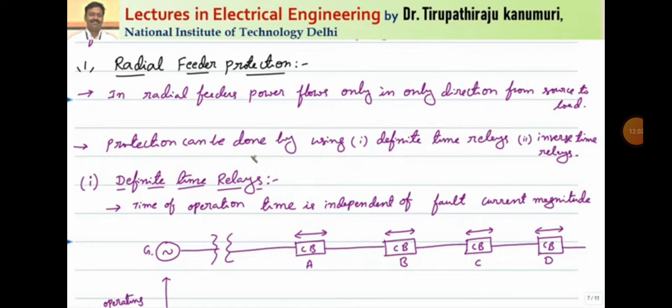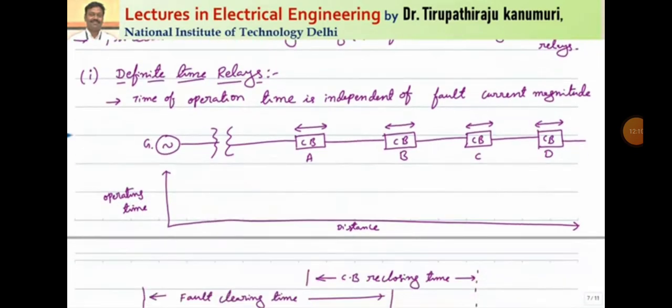So this protection can be done either using definite time relays or using inverse time relays. What are definite time relays and inverse time relays, we will see one by one. In the case of definite time relays, the time setting is made in such a way that whenever a fault happens at any particular part, the relay that is near to that fault should operate first, and if it cannot operate, then only the backup relay will operate accordingly.